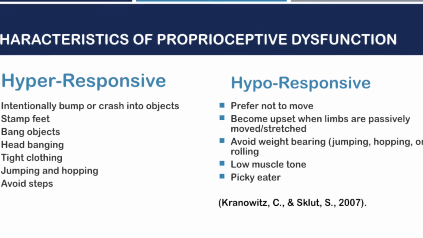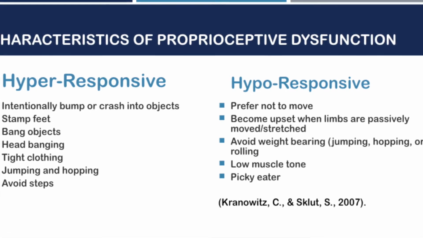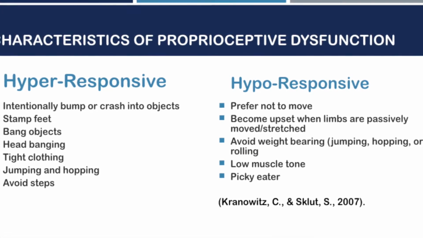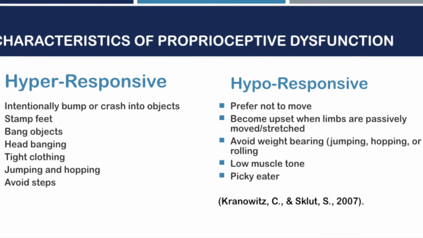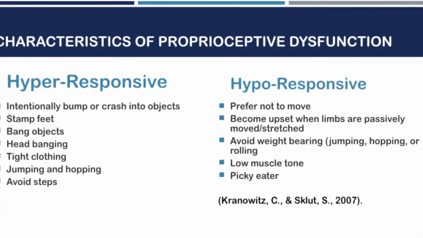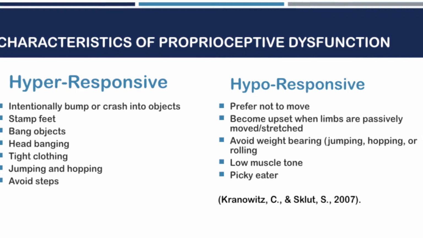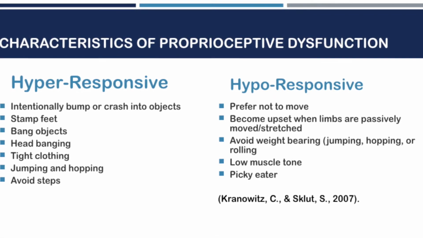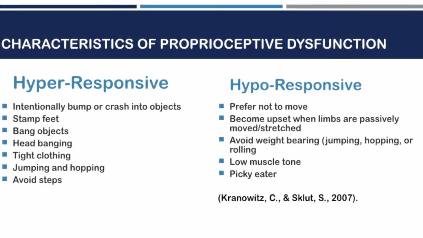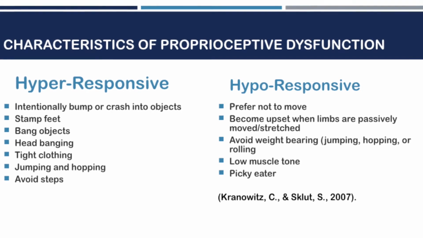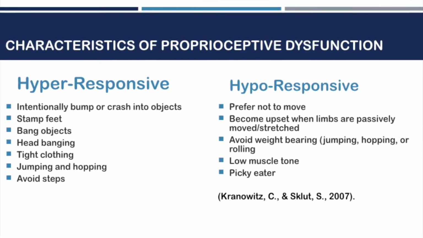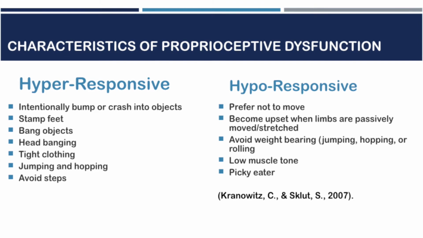Characteristics of proprioceptive dysfunction include students who are hyper-responsive will intentionally bump or crash into objects, stomp their feet, bang objects, head banging. Tight clothing will bother them. Jumping and hopping is something that they will seek, and they will avoid steps.